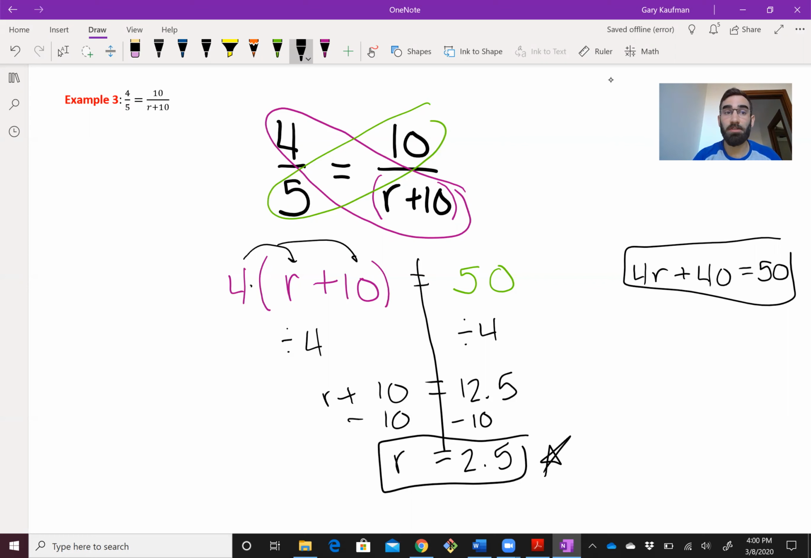And you can actually just plug this in to see if it works. 4/5 is 0.8. If I plug 2.5 into here, I get a 10 over a 12.5, and this is 0.8. So make sure this example's in your notes before moving on to your practice.